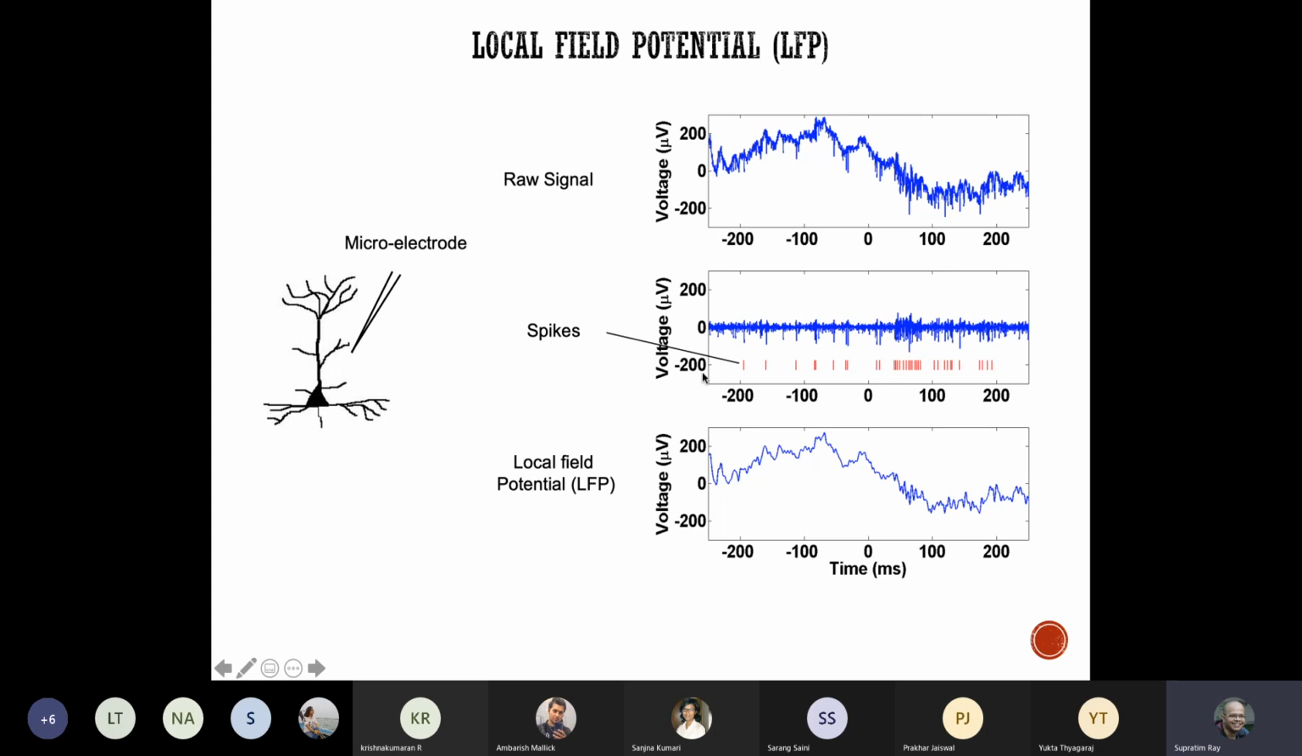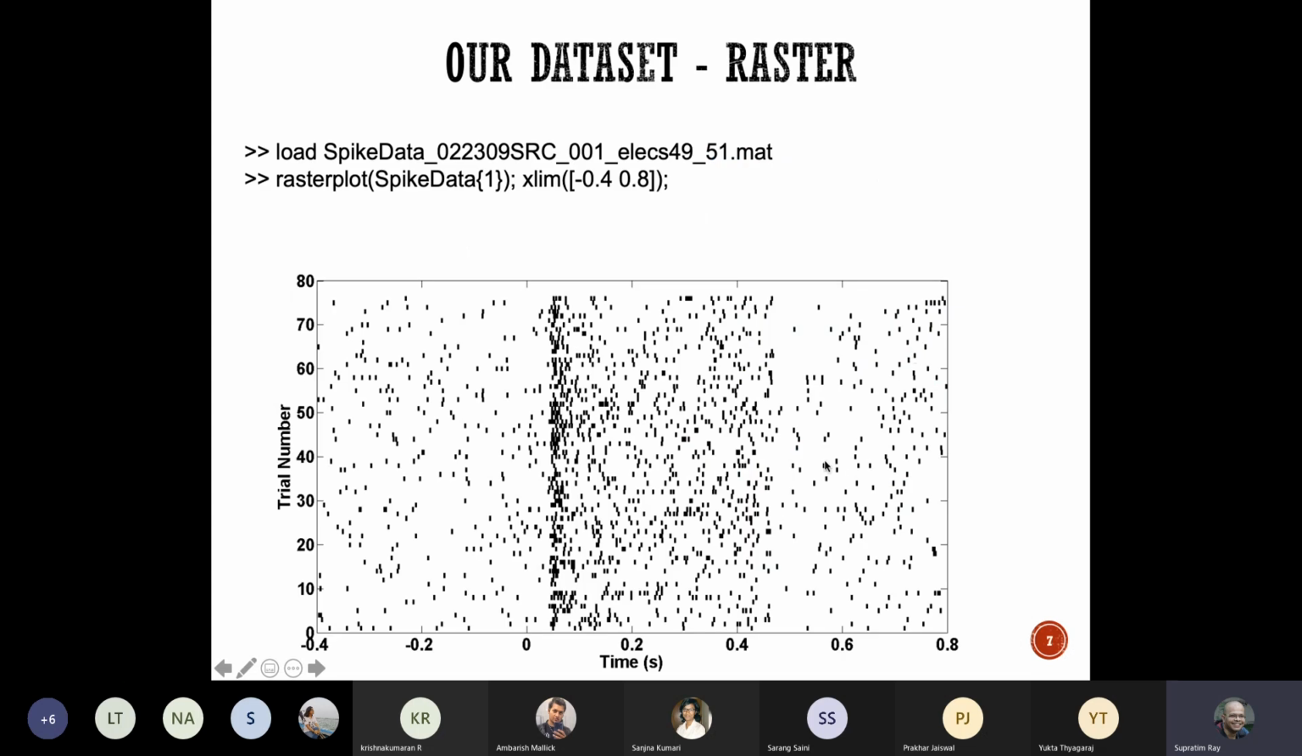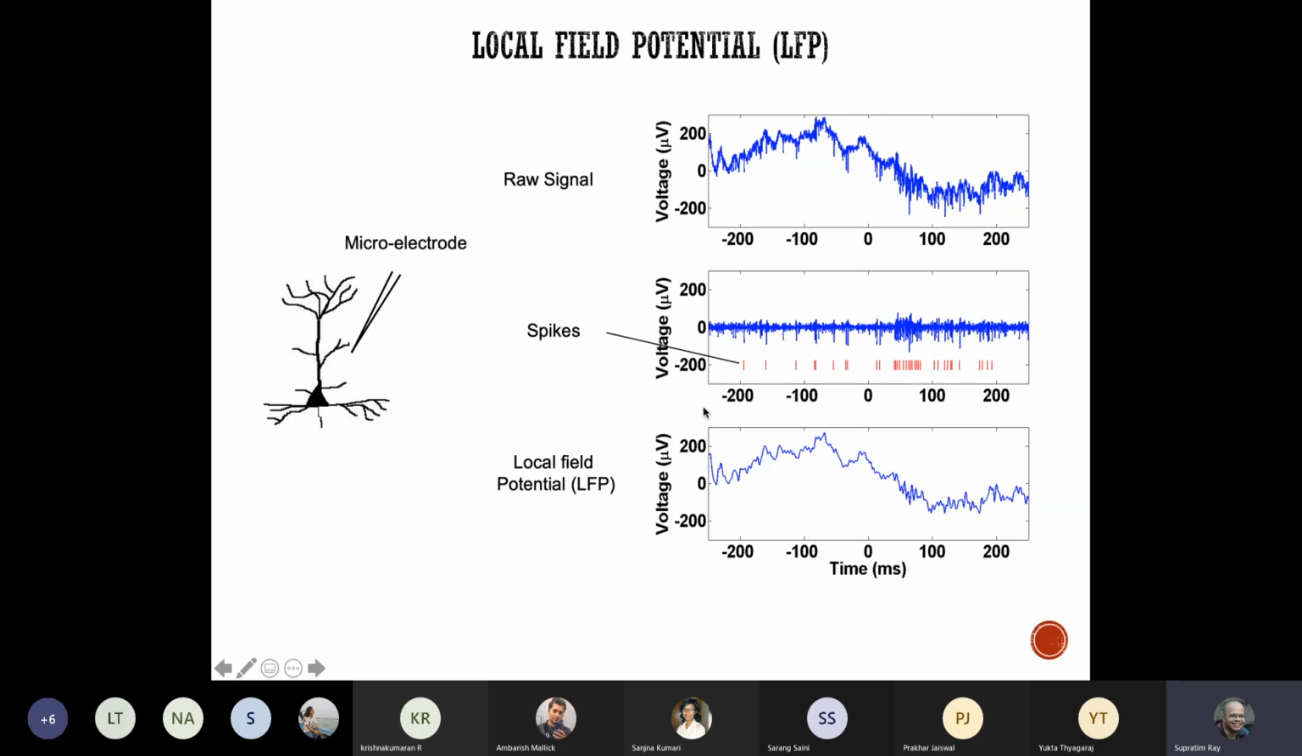Again, this is the raw signal. I filtered the signal at higher frequencies, above 500 hertz to 5 kilohertz, and extracted the spikes by putting a threshold and saying every time the signal goes below that level, I call it a spike. This is what this is. 76 trials, each one producing action potentials recorded like this.